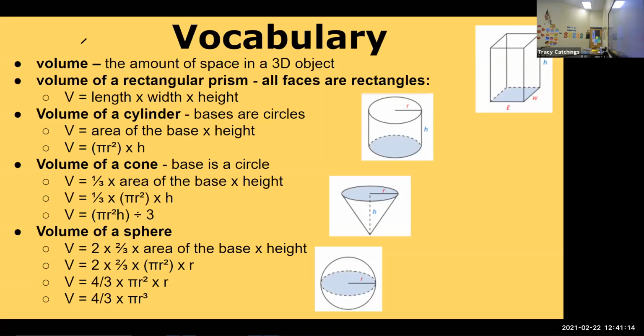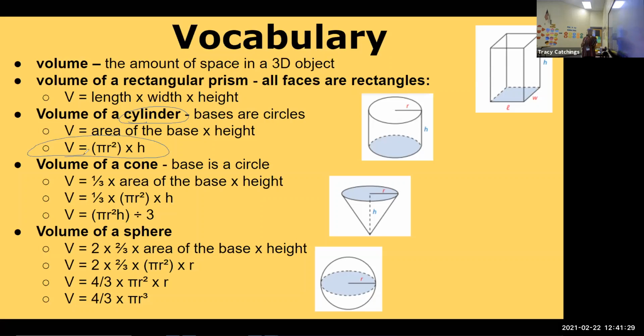All right, volume is the amount of space of a 3D object. The volume of a rectangular prism, that's one that you've been looking at for years: length times width times height. However, these are the three we're going to focus on. You may want to label it.